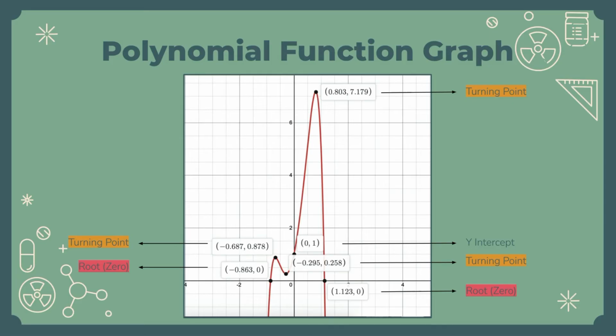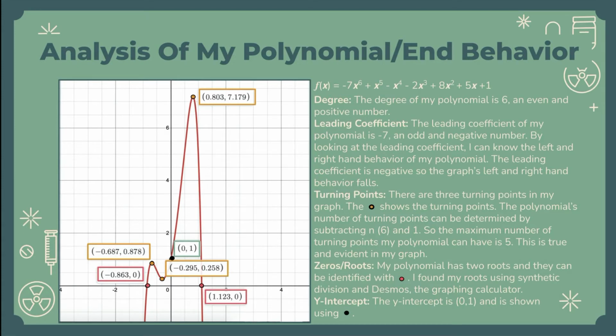Here's my polynomial function graph. My turning points, roots, and y-intercept are all labeled and the graph opens downwards. This slide will analyze my polynomial. The degree of my polynomial is 6, an even and positive number. The leading coefficient of my polynomial is negative 7, an odd and negative number. By looking at the leading coefficient, I can know the left and right-hand behavior of my polynomial. The leading coefficient is negative, so the graph's left and right-hand behaviors fall.